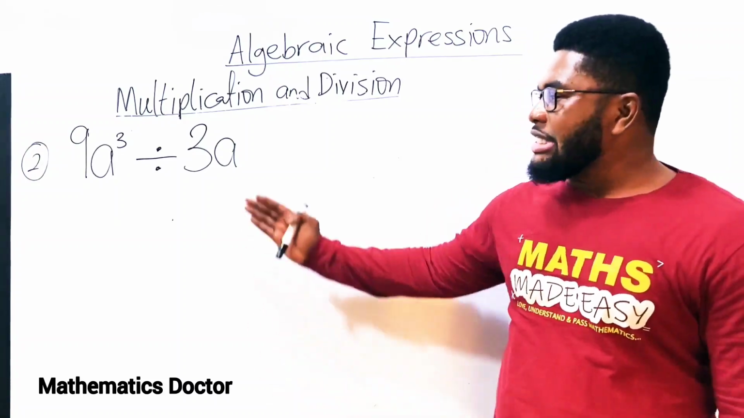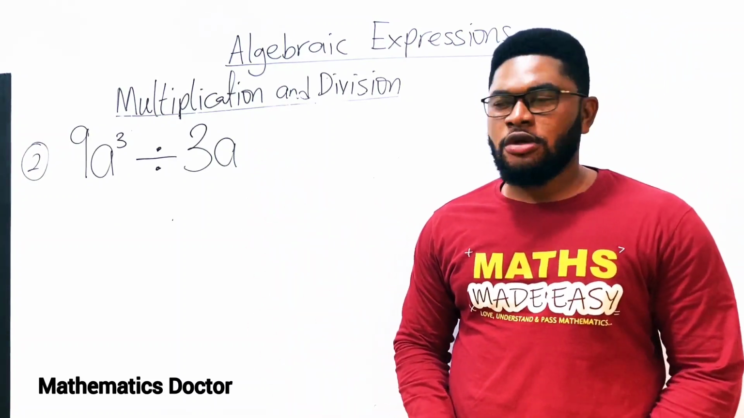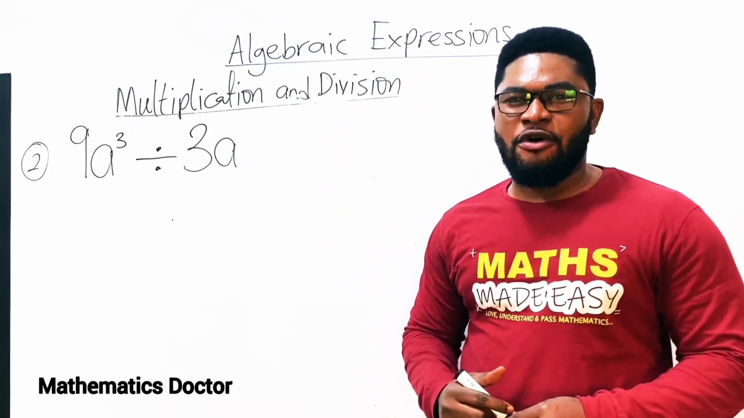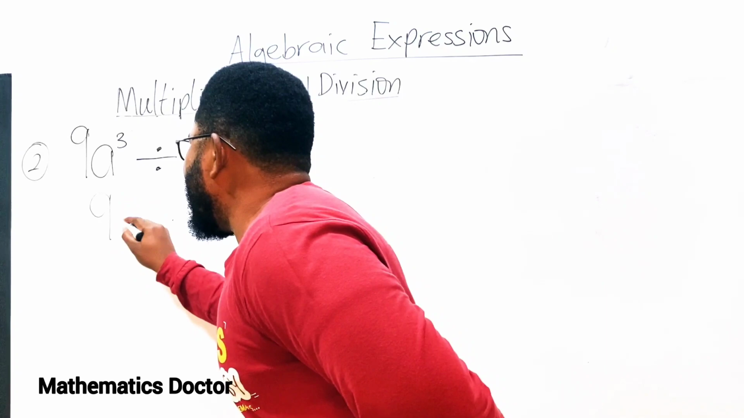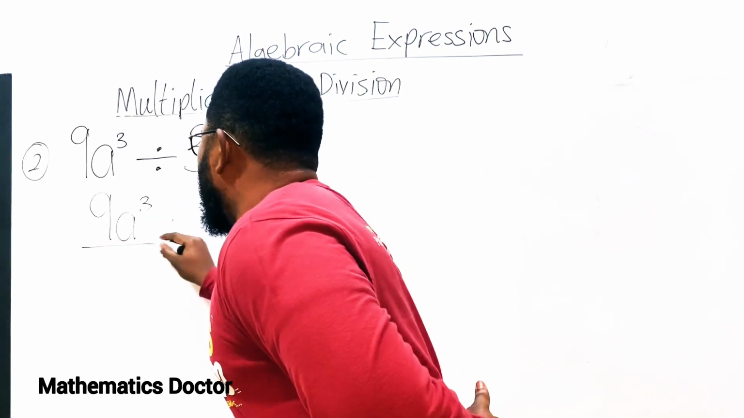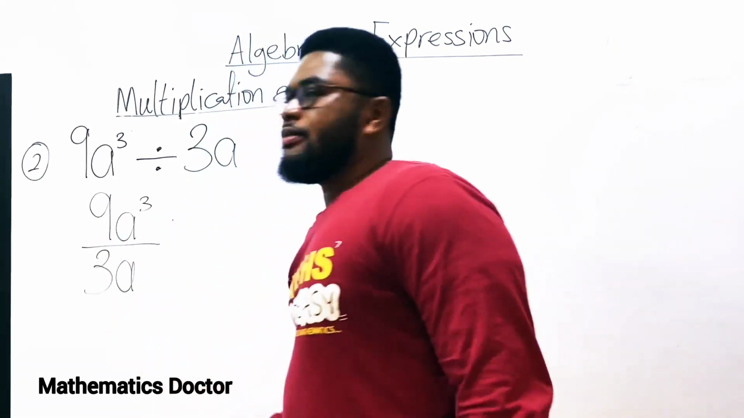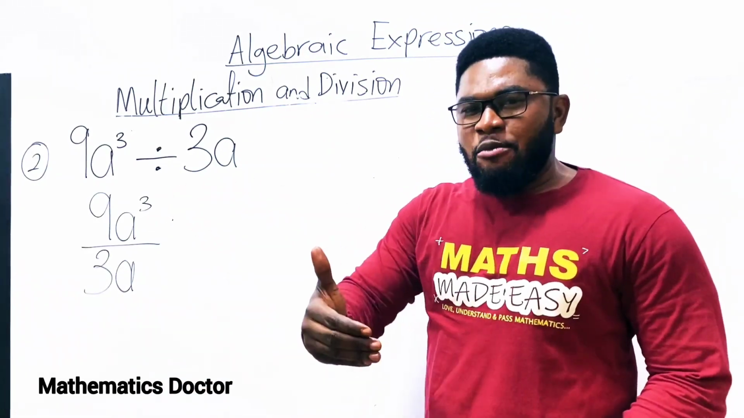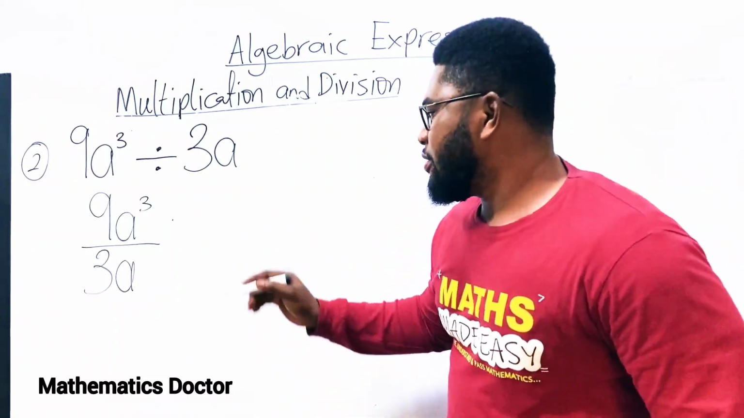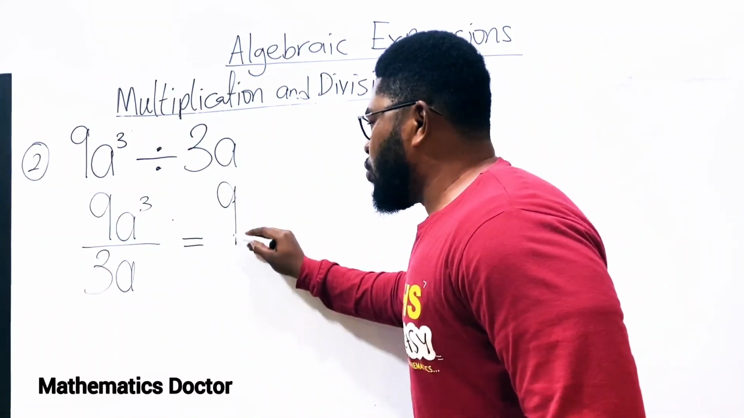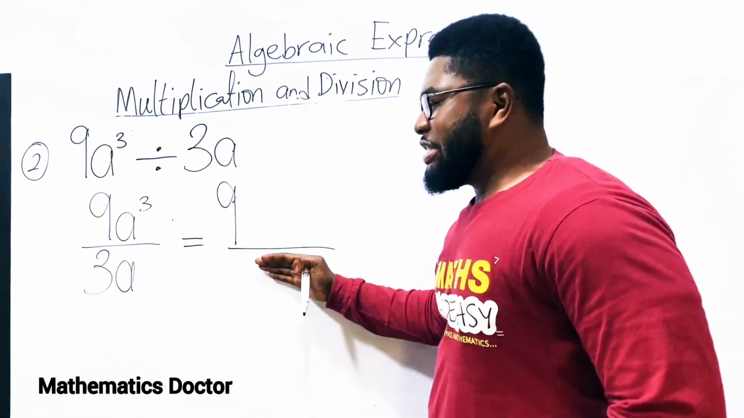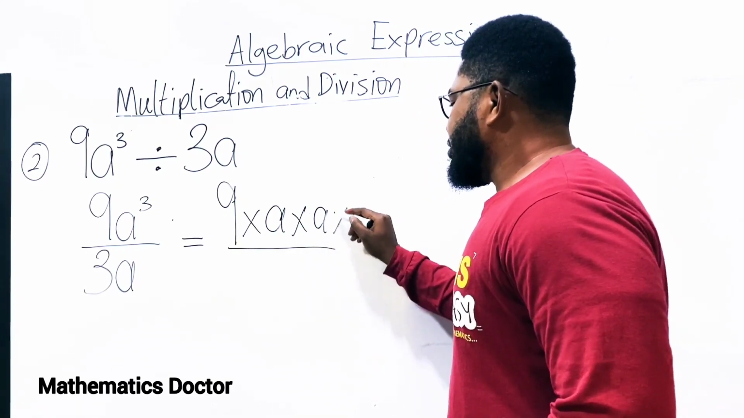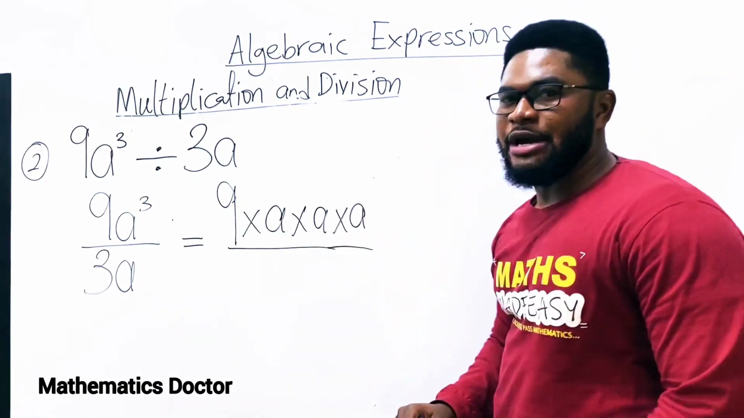Let me show you an alternative way to solve question number 2. Let's rewrite this in the normal numerator and denominator format, which is 9a cubed all divided by 3a. From algebra, a cubed means a multiplying itself 3 times. This is the meaning. The 9 will stand with our division sign. A cubed is times a times a times a. That's multiplying it 3 times.